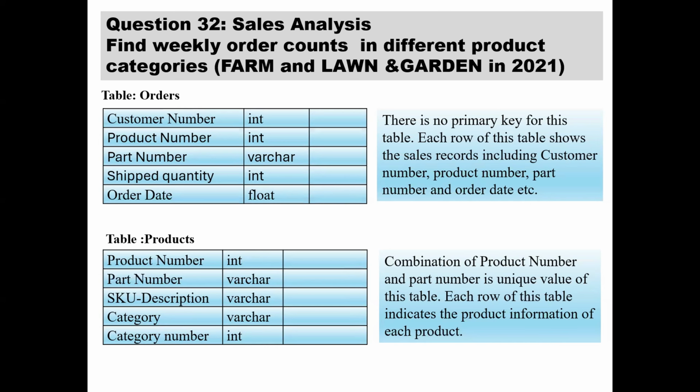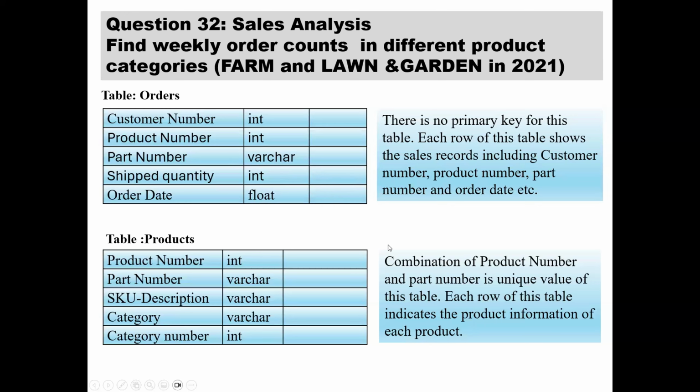Let's first understand the data we're working with. We have an orders table that stores sales records. Each row contains customer number, product and part number, shipped quantity, and order date. Order date is stored as a float in YYMMDD format, like 210101 for January 1st, 2021.